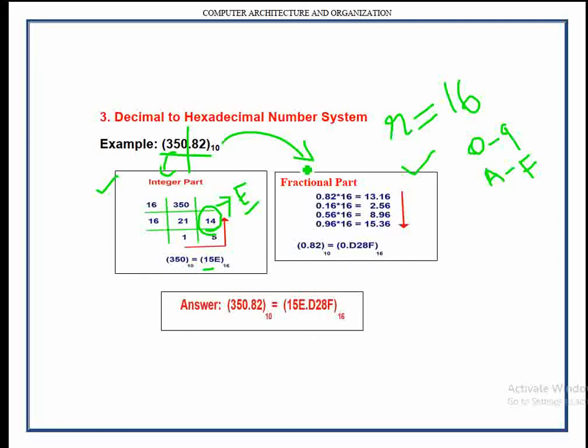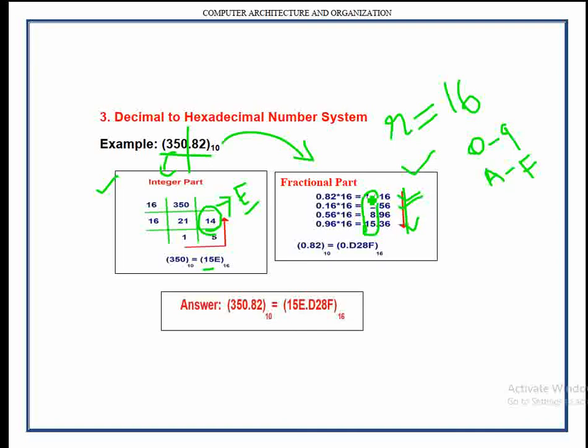Now let's discuss how to convert the fractional part of this given decimal number. Very similar to the previous process, we take the fractional value of this number and perform multiplication with the base value, that is 16. If we do this process, finally we got 13.16, 2.56, 8.96 and 15.36. Here we have stopped since we have to collect only the integer digits. In which direction do we have to collect? In the downward direction.